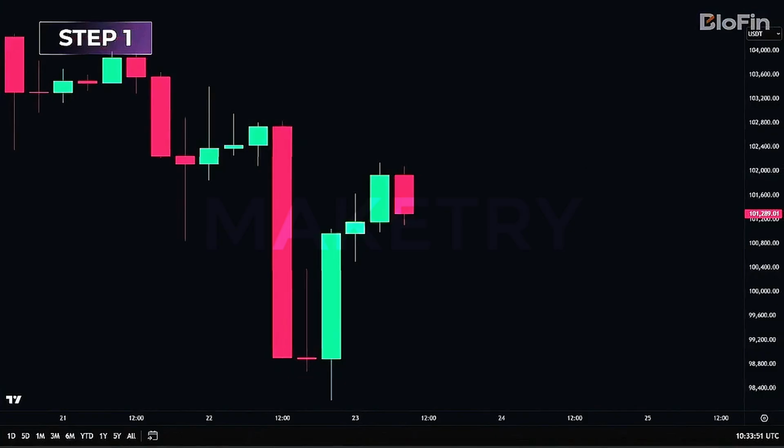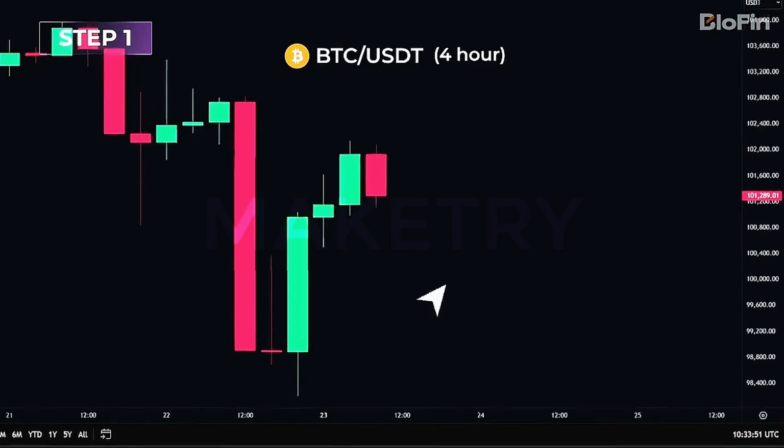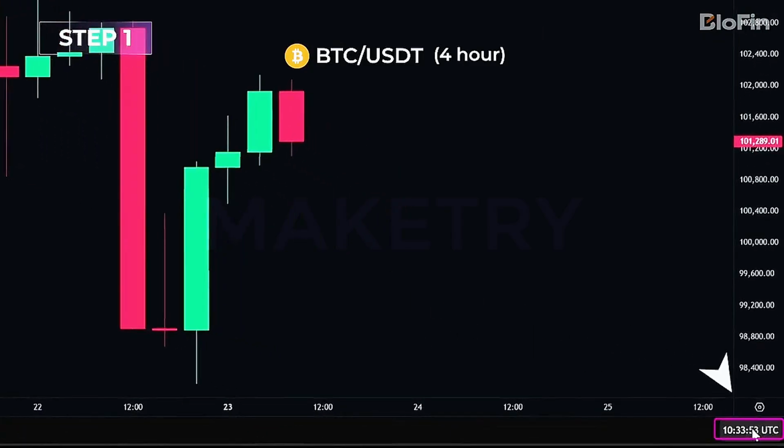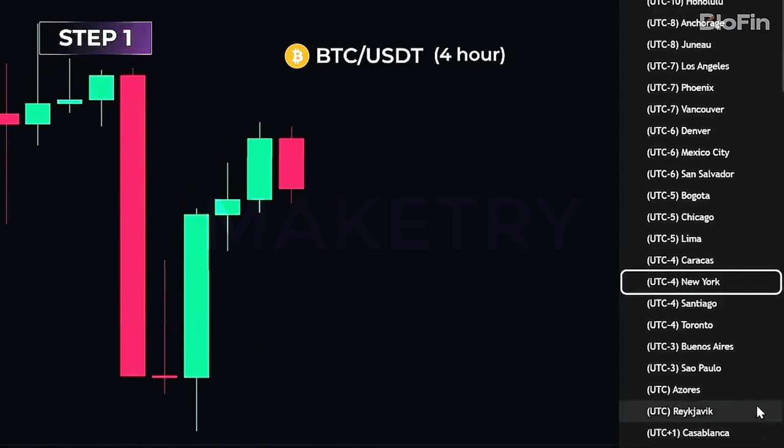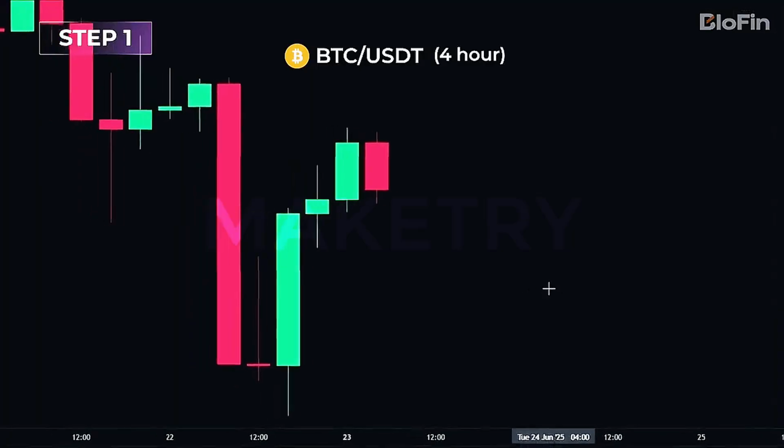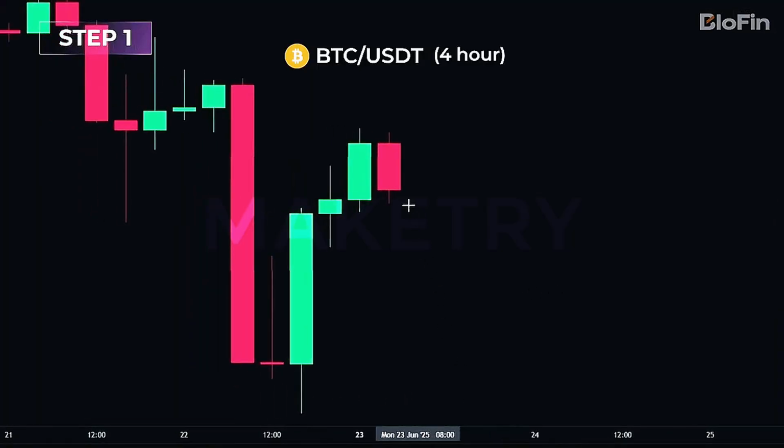First, choose any chart depending on the asset you're trading. For this example, I'm using the Bitcoin chart. Then, make sure the time frame is set to 4 hours, which means each candle represents 4 hours of price movement. Next, go to the time zone setting on the bottom right corner of the chart and select New York time. Now this step is very important because we want the first 4-hour candle to be based specifically on the New York time.